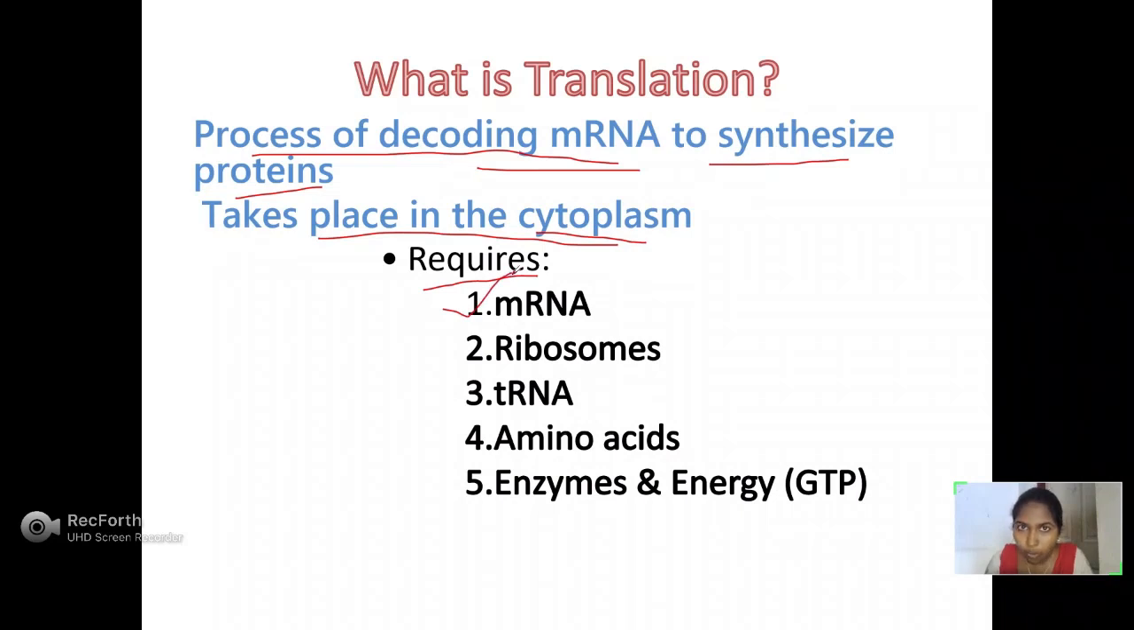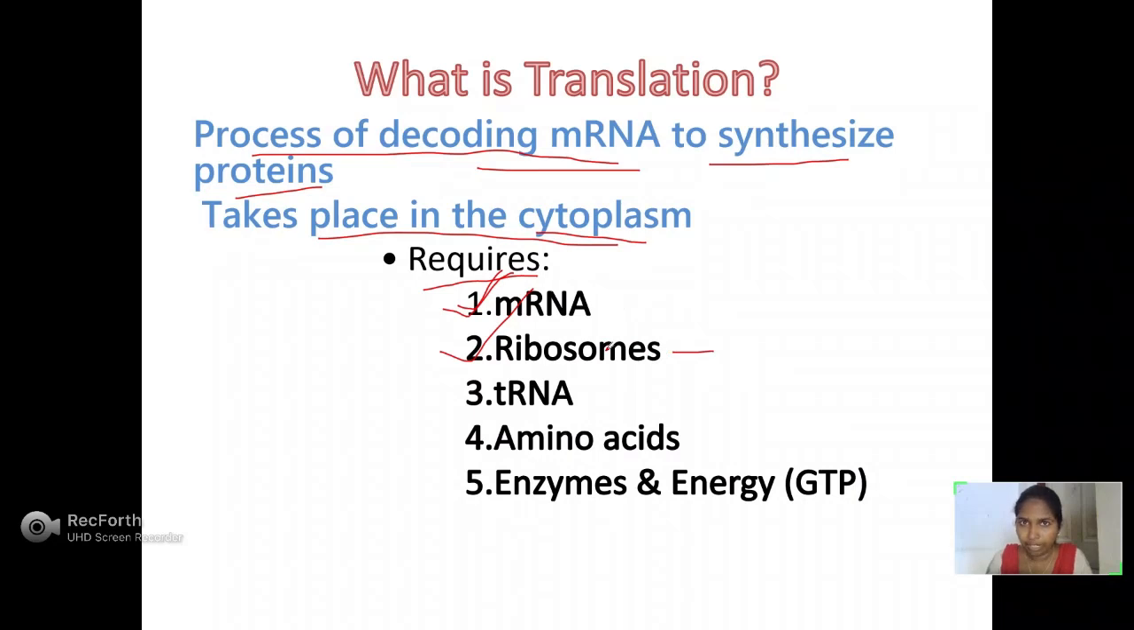First one, mRNA. Say we need to make some chicken dishes. We need the first ingredient, chicken. Like that, the first requirement for the translation process is mRNA. And where does it occur? In the ribosome. You already learned in cell biology that the ribosome is the place for protein synthesis, like a kitchen.